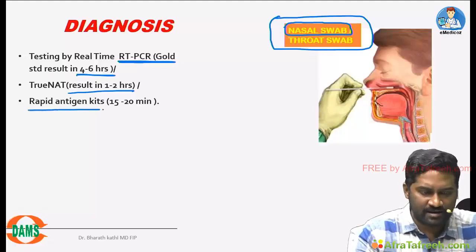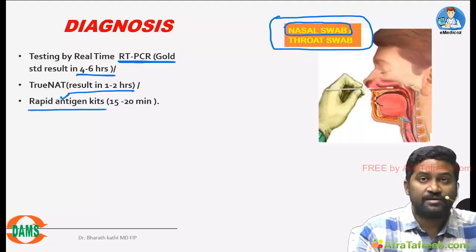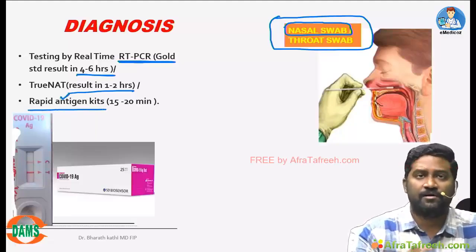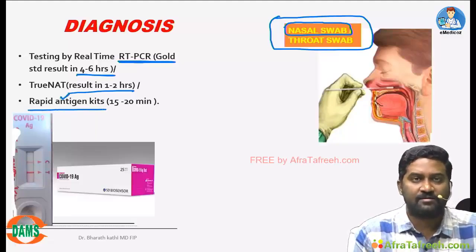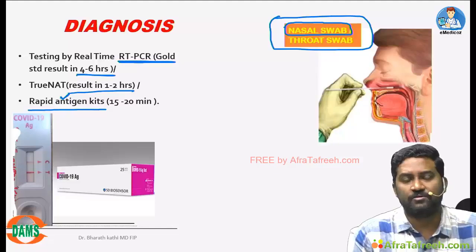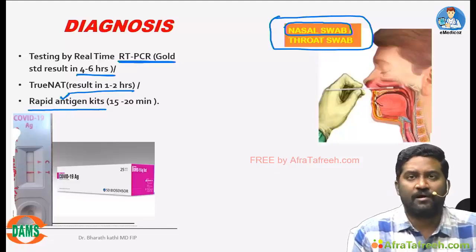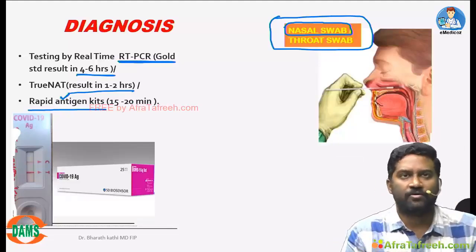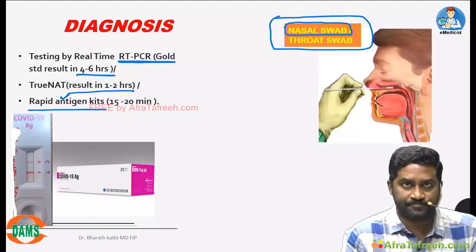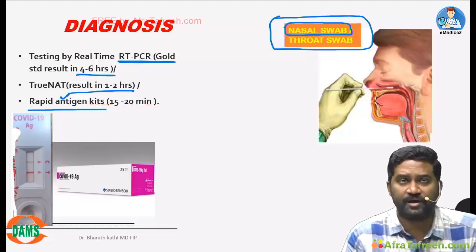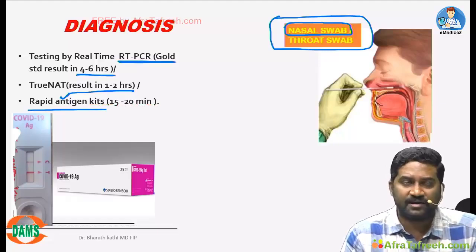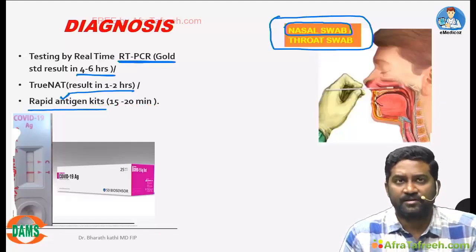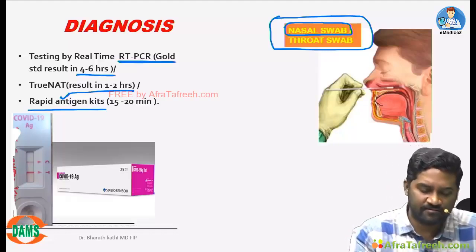And rapid antigen kits. There is antigen, don't think it is a blood test. It is also a swab test. Rapid antigen kits, we will get the result in 15 to 20 minutes. There are also other tests in the market, but used frequently are these. The gold standard is RT-PCR. We can use TrueNAT. We can also go for rapid antigen kits. Nasal swab, throat swab. So preferred is generally nasal swab.